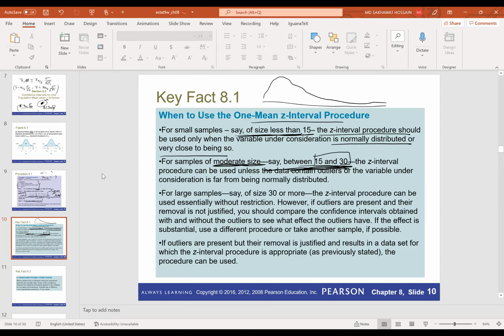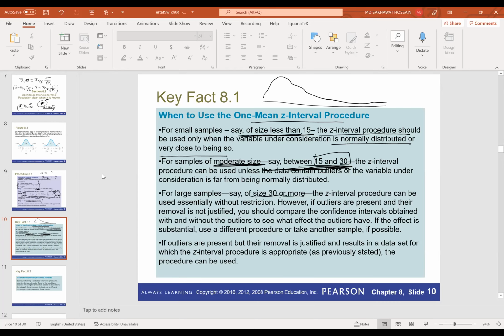For large samples, with sample size 30 or more, the z interval procedure can be used essentially without restriction. However, if outliers are present and their removal is not justified, meaning there are outliers and we cannot remove them, then we can construct the confidence interval with outliers and without outliers using z interval, and compare these two intervals. We'll see whether we have two very different confidence intervals or not.